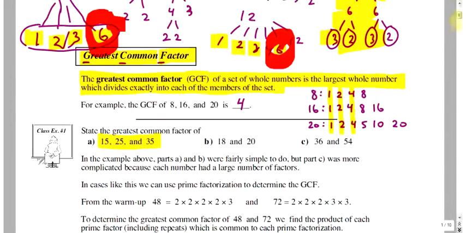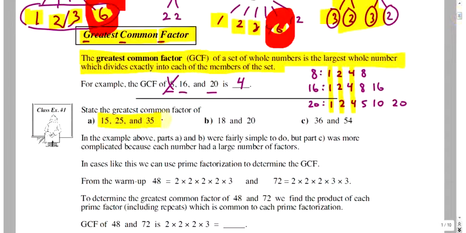Okay? So in layman's terms, it's the biggest number that goes into each one of the numbers they're asking you to do. Hopefully you only have 2. But like I said, we might give you 4 numbers, which is the biggest number that goes into those numbers. Okay? That's greatest common factor.